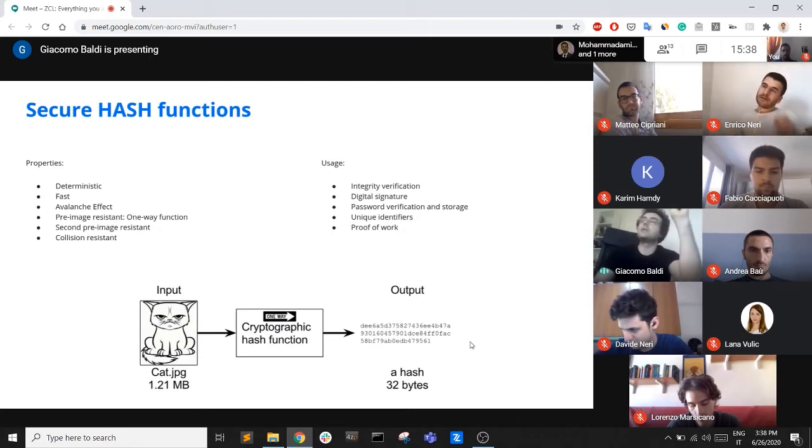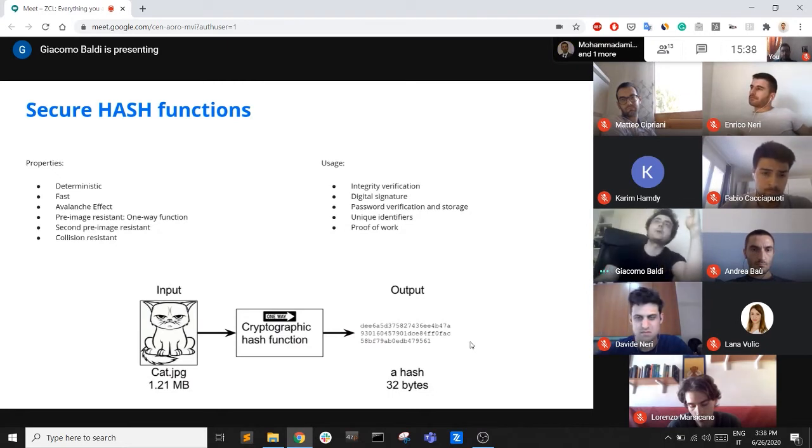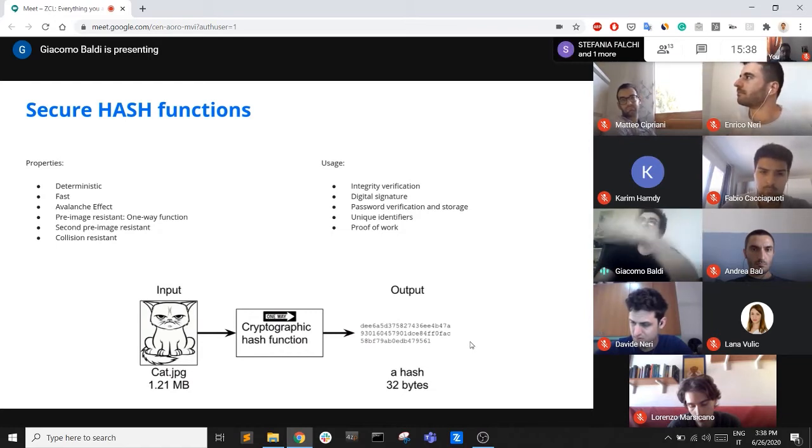This feature of having two inputs that map to the same output is called collision. And it's an obvious property, okay? You are mapping an infinite number of inputs to a finite number of outputs. They are 32 bytes. They are a lot of outputs, but they are finite. On the other hand, you have an infinite. So for obvious reasons, there will be two cats that will go into the same output. But it's difficult to find these two cats, okay?